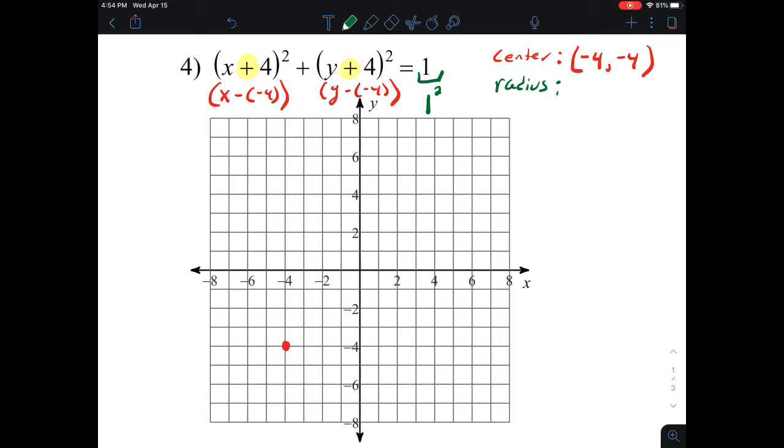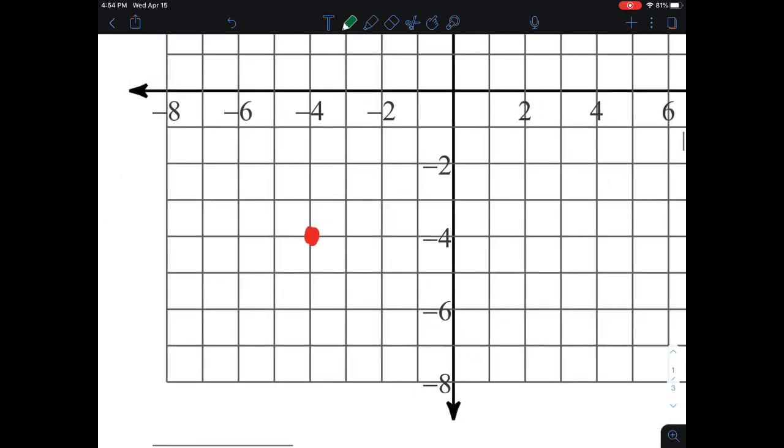So we try to make our graph here, and I'm going to zoom in. I try to get 4 points and try my best to sketch a circle to go around all 4.